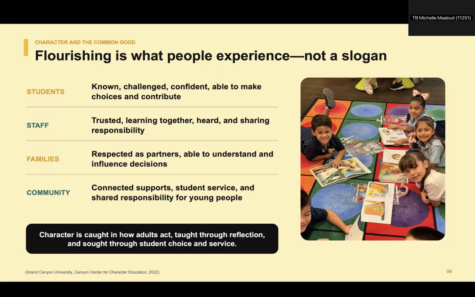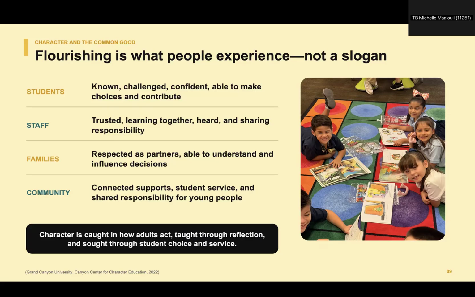So human flourishing becomes meaningful when we describe what people should actually experience. For students, it is to be known, challenged, confident, and able to make choices. For staff, it is to be trusted, learning together, heard, and sharing responsibility. And for families, it flourishes when they feel respected as partners, able to understand and influence school decisions. Our community is connected when supports serve students and share responsibility for young people. The strategies we have discussed create these conditions.